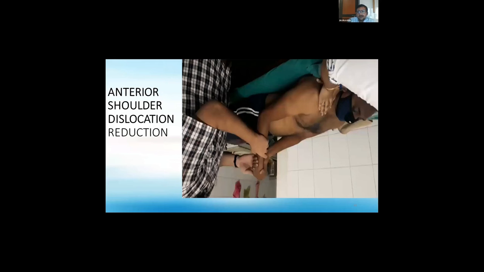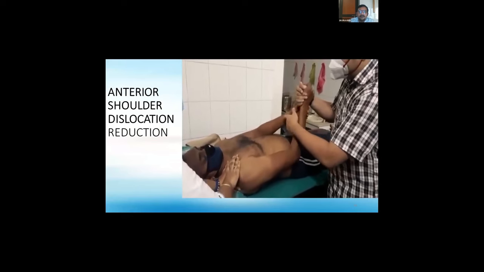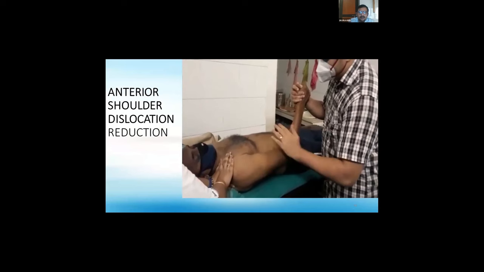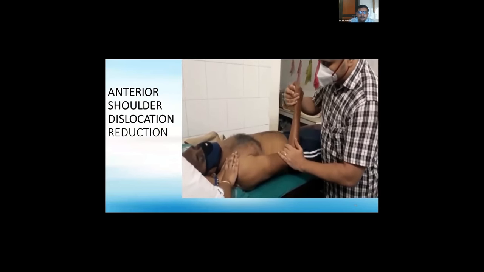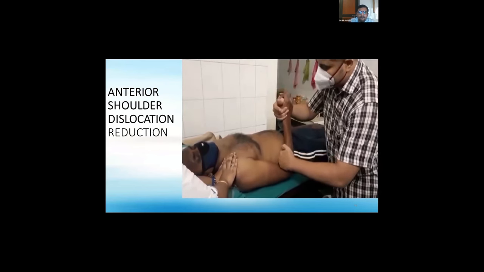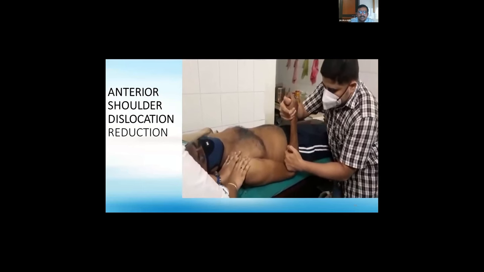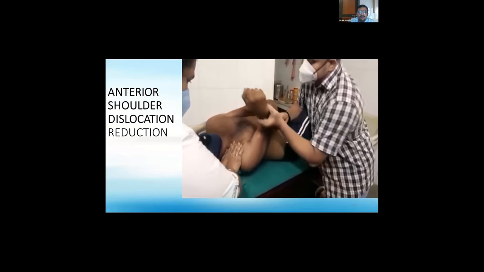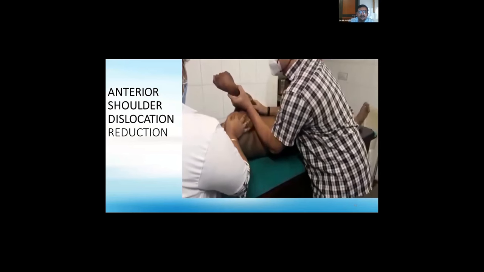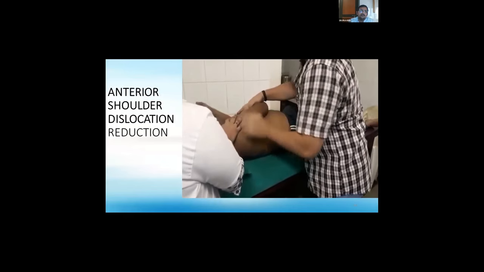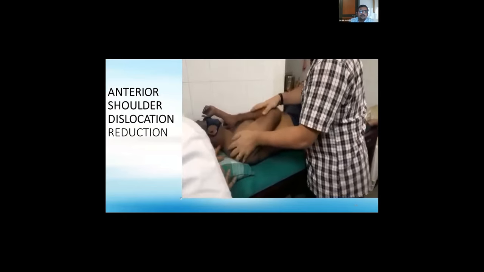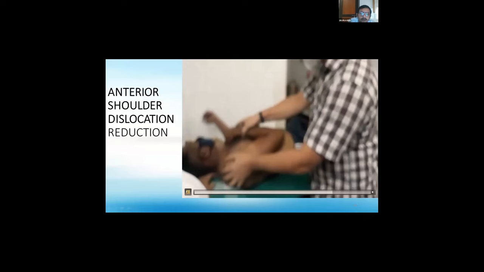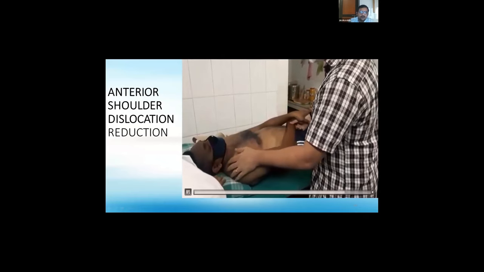Now the next case was an anterior shoulder dislocation. Here also the Cortes method is followed. You can see traction, external rotation, adduction and internal rotation being performed here. Traction and external rotation; on complete external rotation, adduction, then internal rotation. Then we have to do Swastika Bandhana for more than 2 weeks.